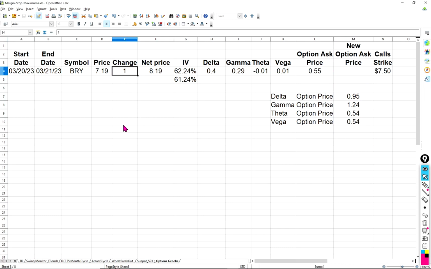Let's say that the price of the stock only went up 25 cents. Let's see what happens, not to the delta, sorry, to the price of the options. It only goes up to 65 cents instead of 95. So it went from 55 to 65 because the change was only 25 cents, not a whole dollar.